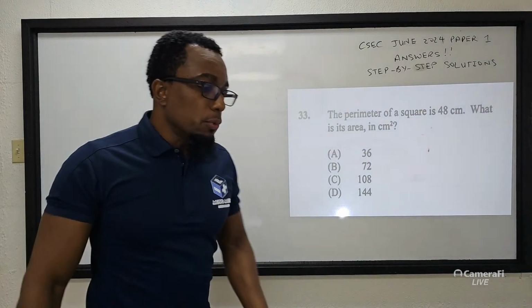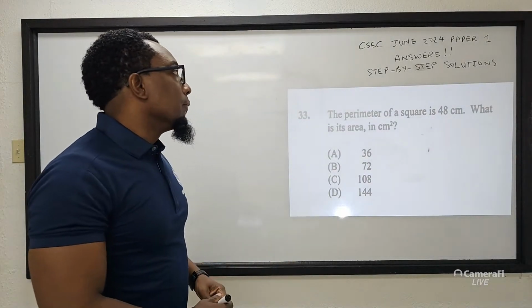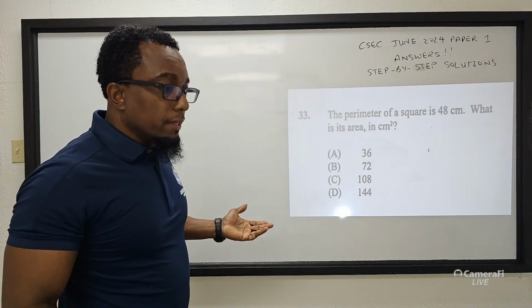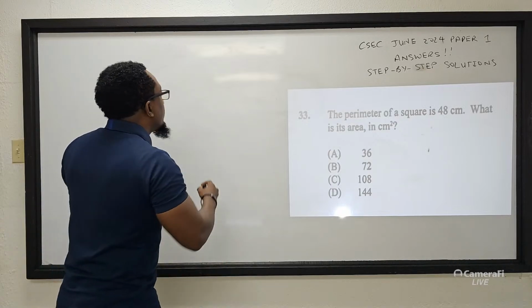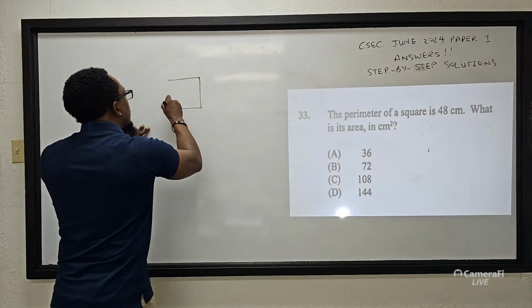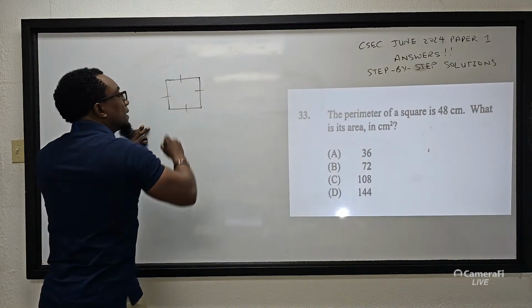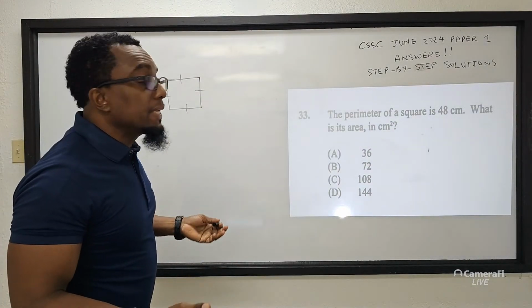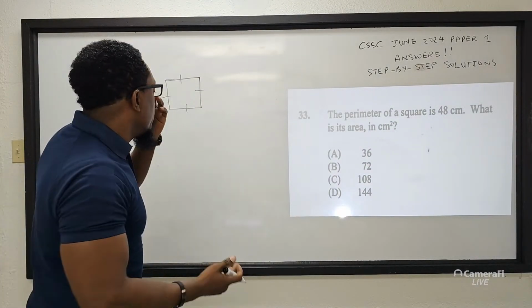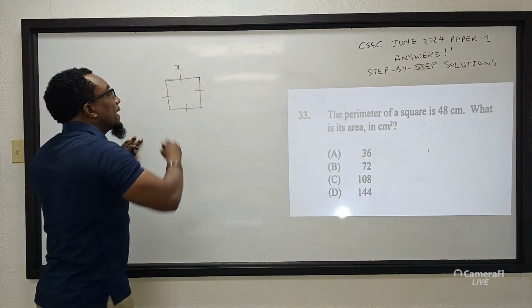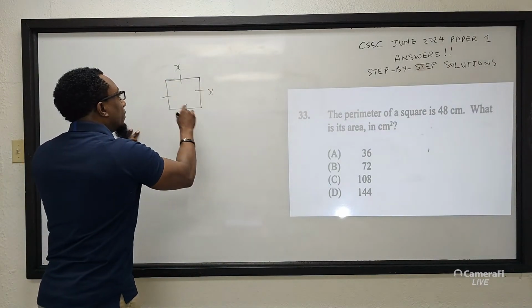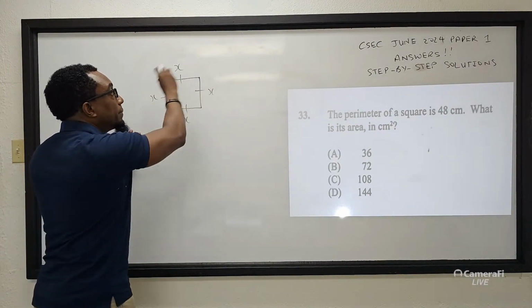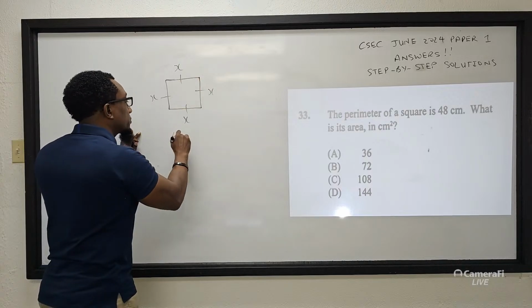The perimeter of a square is 48 centimeters. What is the area in cm squared? So you know you have a square. All 4 sides are of the same length. So the perimeter of that square is 48. Then we can determine the length of a side. Let's call the length of a side x. So all 4 sides are of the same length, and the perimeter in terms of x will be 4x.